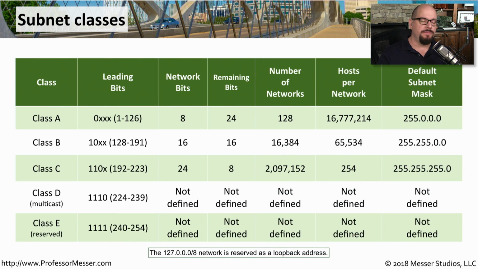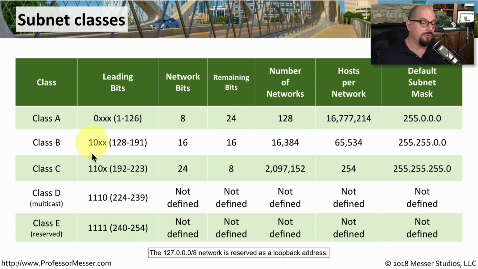Here's a summary of the subnet classes. You only need to know Class A, Class B, and Class C. Class A subnet masks are associated with IP addresses that begin with the number 1 through 126, and the subnet mask for Class A is 255.0.0.0.